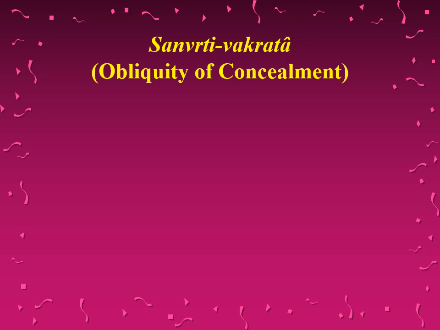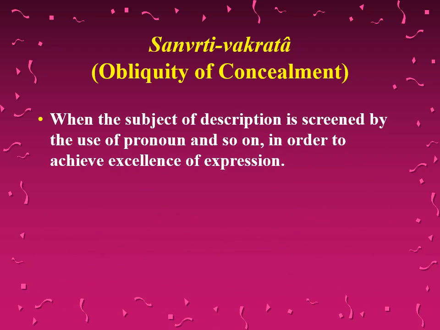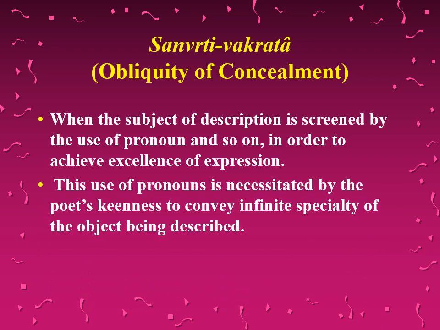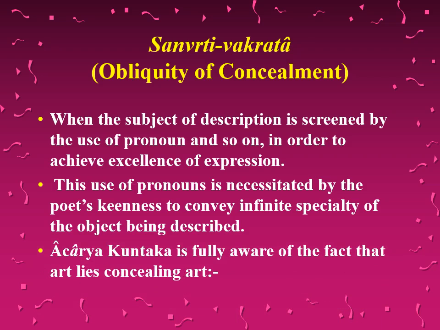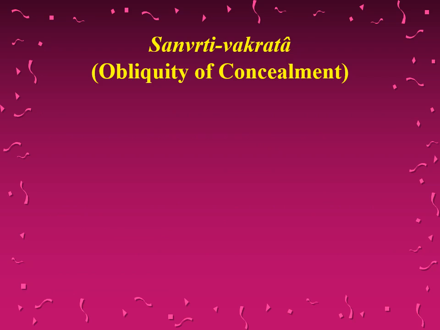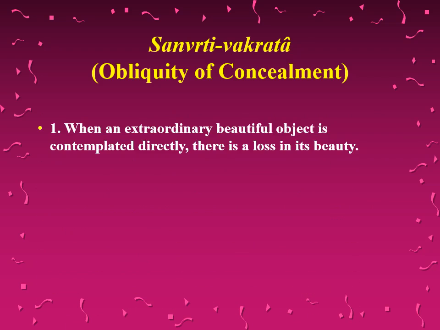The next subcategory is obliquity of concealment. How does it happen? The subject of description is screened by the use of pronouns and so on in order to achieve excellence of expression. So how does this screening happen? This use of pronouns is necessitated by the poet's keenness to convey the infinite speciality of the object being described. Acharya Kuntak is fully aware of the fact that art lies in concealing art. So he talks about different situations in which this obliquity of concealment works.